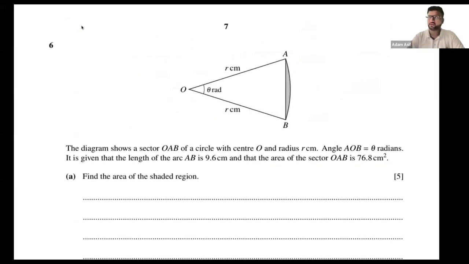The diagram shows a sector OAB of a circle with center O and radius R. Angle AOB is theta radians. It is given that the length of the arc AB is 9.6 centimeter and the area of the sector OAB is 76.8 centimeter square. Find the area of the shaded region. We need to find the area of this shaded region. To find the area of the shaded region, we are just going to find the area of the sector minus the area of the triangle.